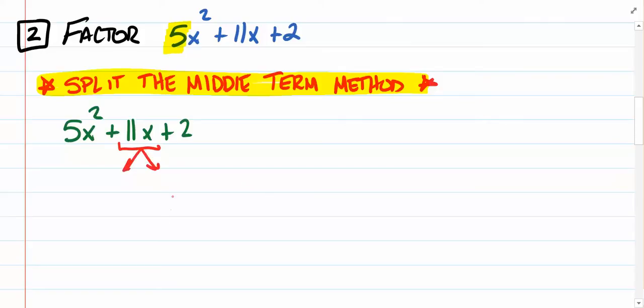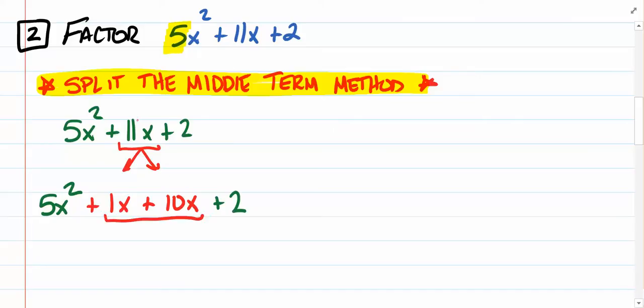If I split up 11x into the following, I'd have 5x squared, what if I did this, you guys? Plus 1x plus 10x, and then finally plus 2. So right there, do you see how I have split up the middle term? Instead of calling it 11x, I can just cleverly call it, well, 11x is the same thing as 1x plus 10x. Now I know what you're thinking, well, how did I choose 1 and 10? Because after all, I could have chosen 2 and 9, or 3 and 8, or lots of different combinations. How did I know to choose that? I'm going to show you in a second.